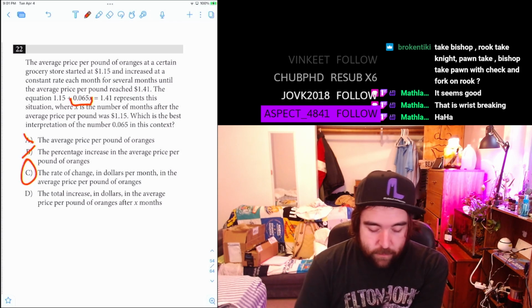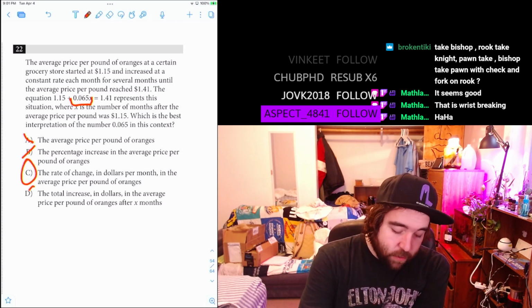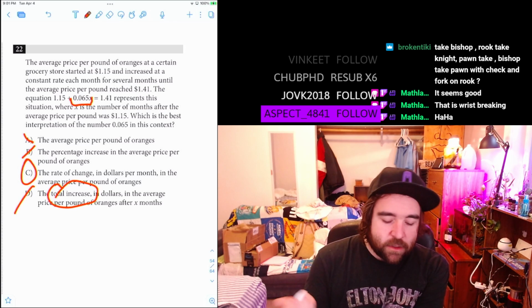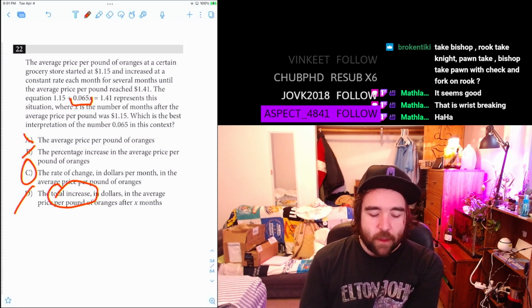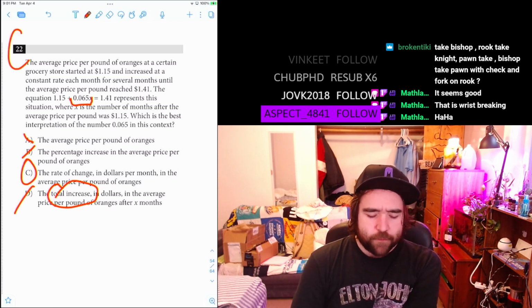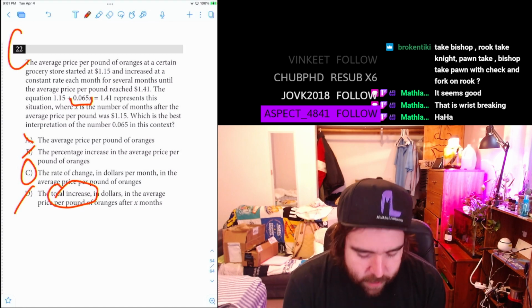You'll like to see that. I'll almost circle it already. And it's definitely not a total increase. They always throw this in here. You're not going to get a total increase from an equation, generally. Definitely not a linear equation. You're going to get a rate of change.